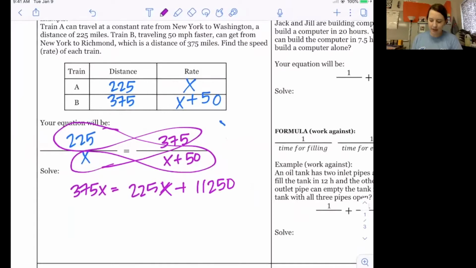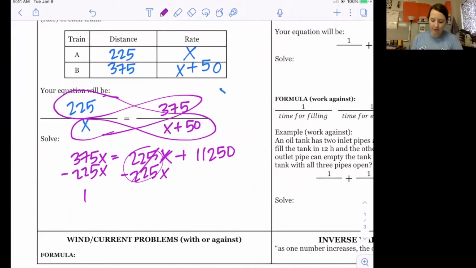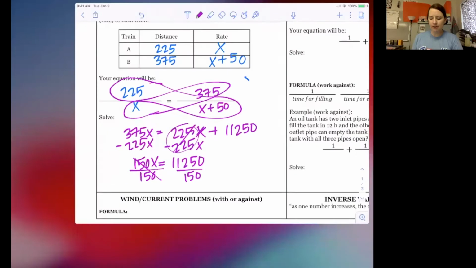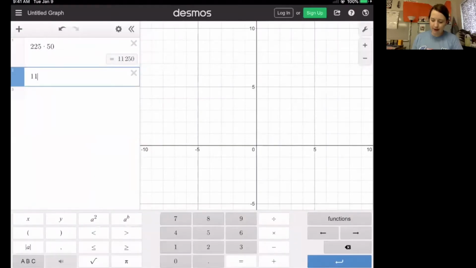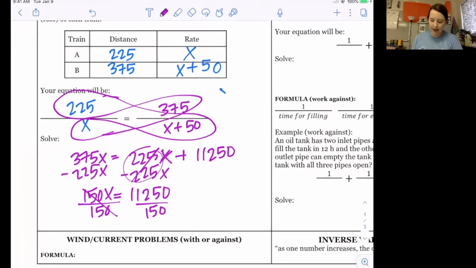So we're going to solve for x. I'm going to subtract the 225x to the left. So we get 150x equals 11,250. And then I'm going to divide by 150 on both sides. When I do that, 11,250 divided by 150, I get a rate of 75 for train A. So x equals 75, and this is our rate, miles per hour.